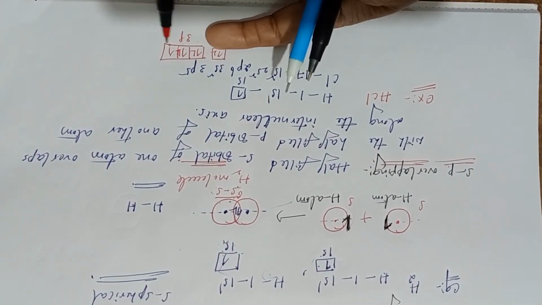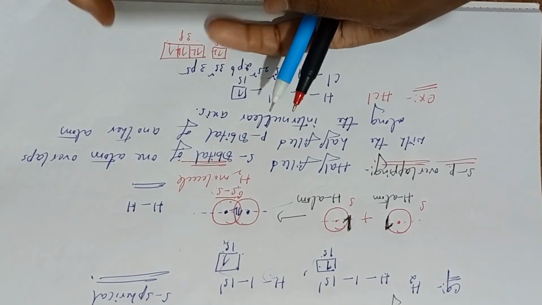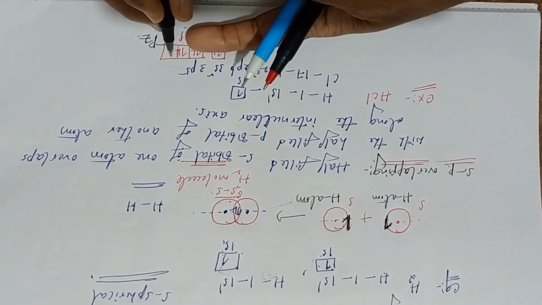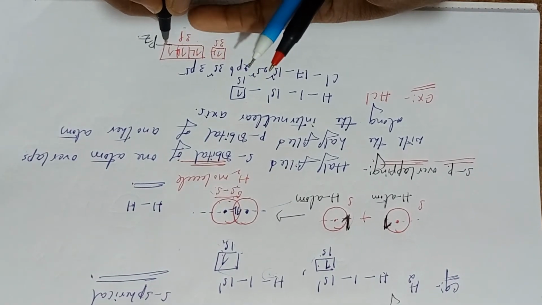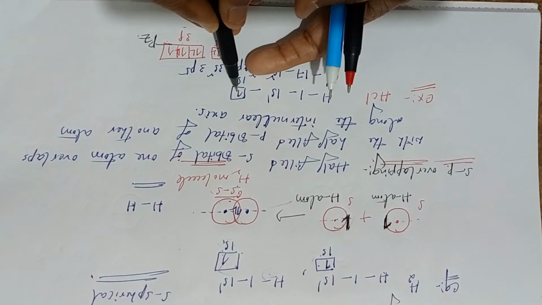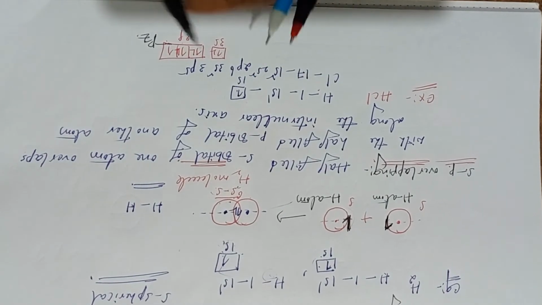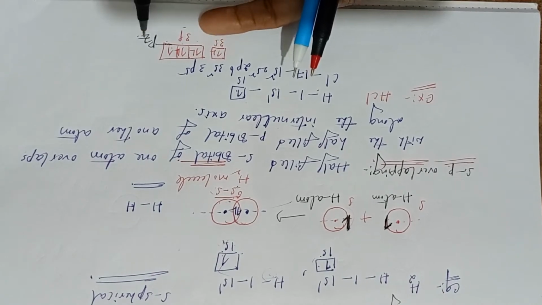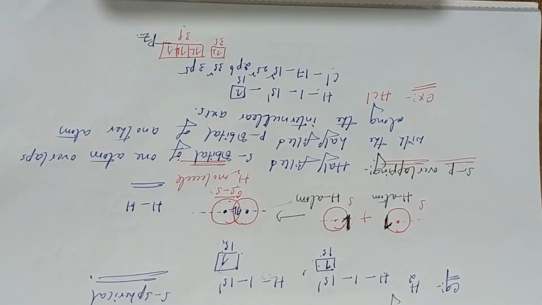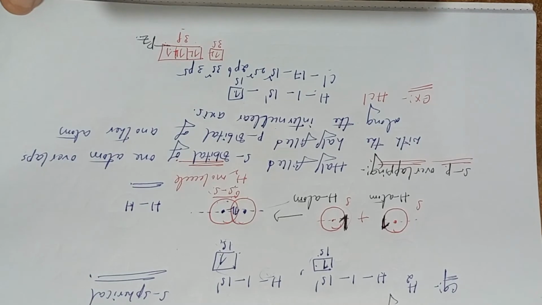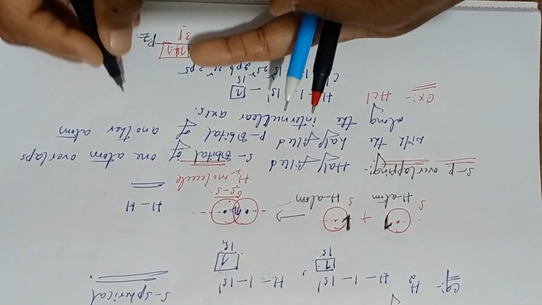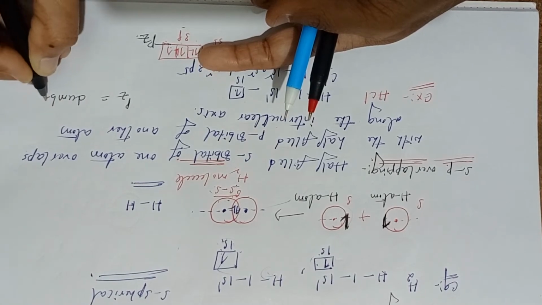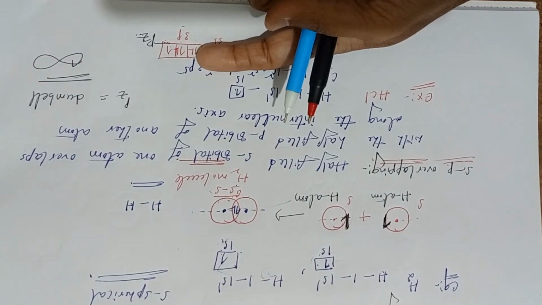This is px, py, pz. So this is the pz orbital. 3pz has the half-filled orbital. So that's why this half-filled s orbital of hydrogen undergoes overlapping with the half-filled pz orbital of the chlorine atom along the internuclear axis. Clear? What is the pz orbital shape, students? Dumbbell shape. Dumbbell shape means like this.